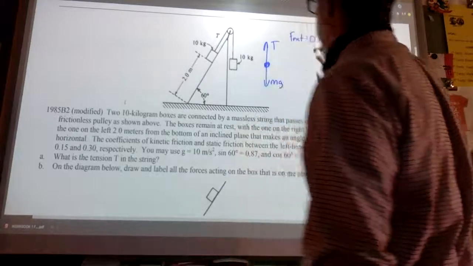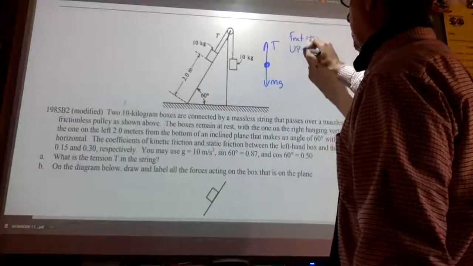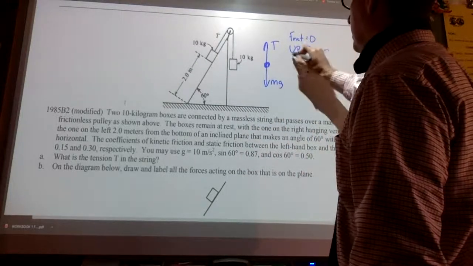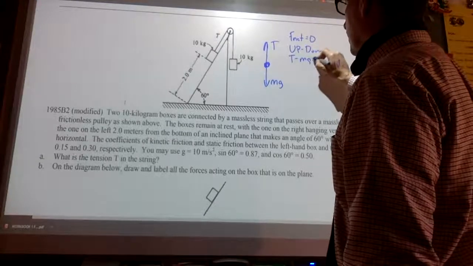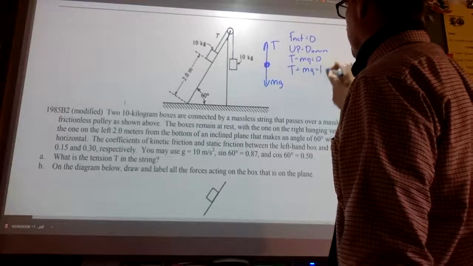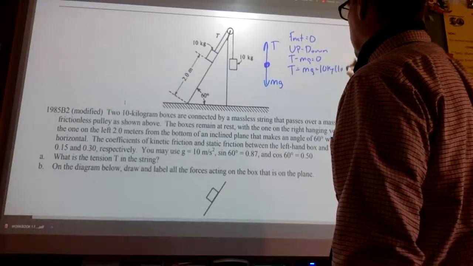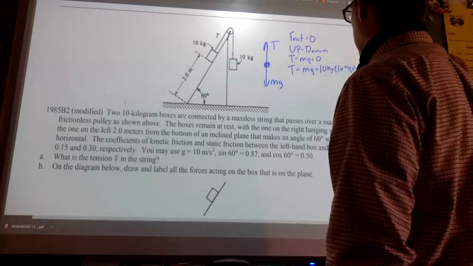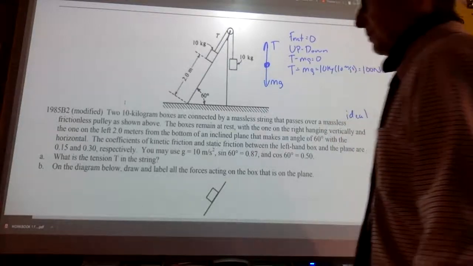I'm going to say Fnet equals 0. I'm going to take my up minus my down. And my tension is going to be equal to 10 times 10, or 100.